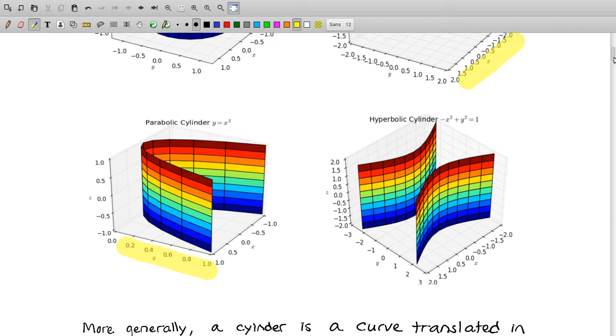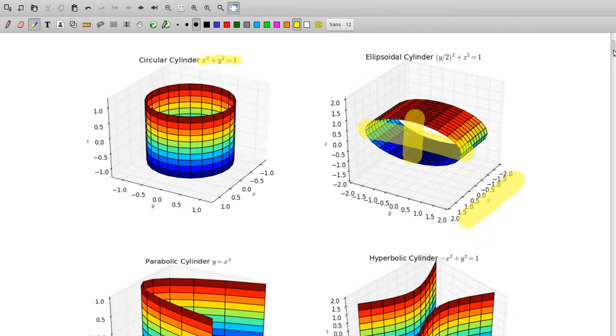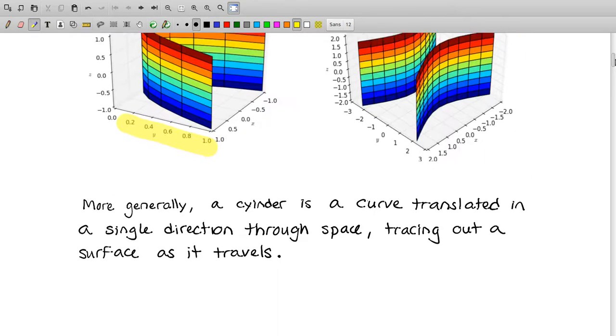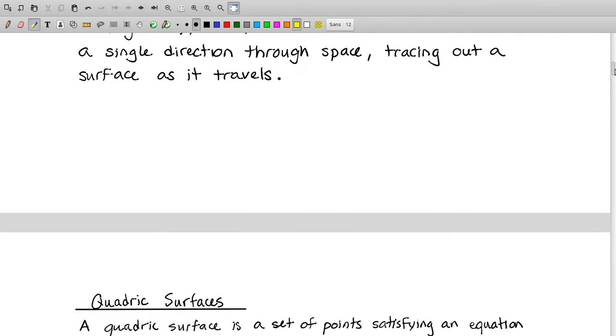I do want to emphasize that although 3 of these examples have z as the missing variable, it doesn't have to be z. Here it was x, it could be y. In fact, the object could be projected in any direction, but the math gets kind of complicated in that case, so we'll just restrict ourselves to the x, y, and z directions. So this just points out the book's definition. It's a curve translated in a single direction through space, tracing out a surface as it travels, but we'll consider a subset of those kinds of surfaces.